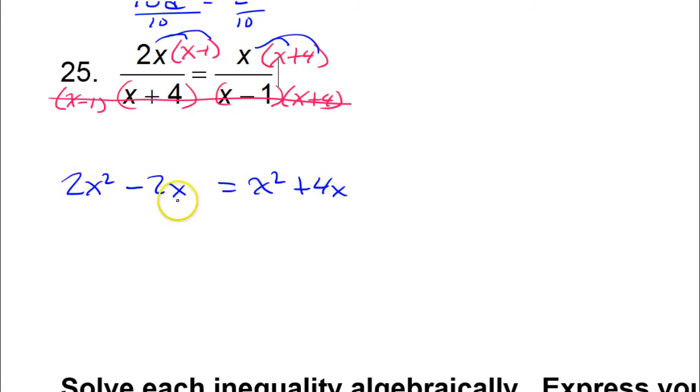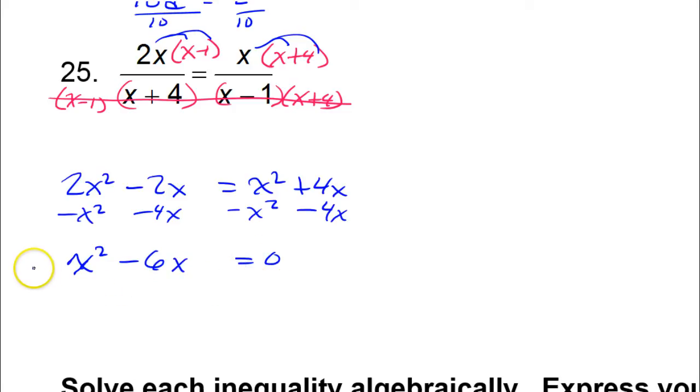I see x squared and x, so I'm going to get 0 on one side. So minus x squared on both sides and minus 4x on both sides. So that will give me x squared minus 6x is equal to 0. You got to recognize the GCF here, guys. Don't miss it. That's the first step of factoring. So there's a common factor of x. I'm going to bring that out, and that leaves x times x minus 6.